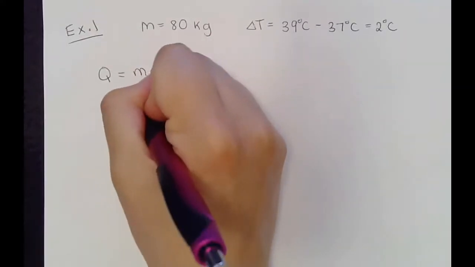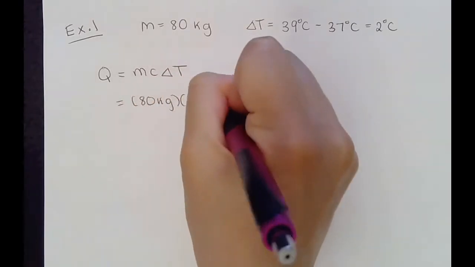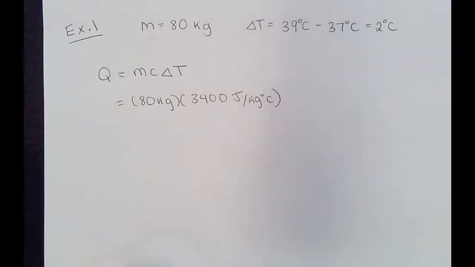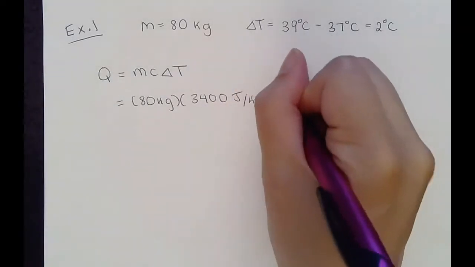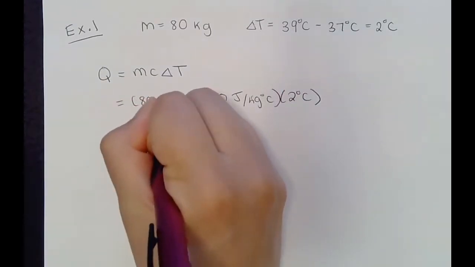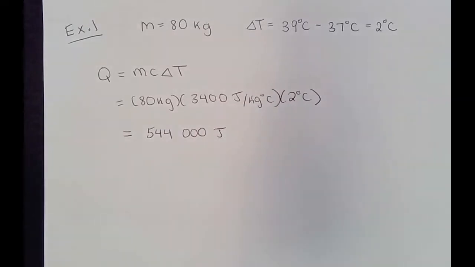We have 80 kilograms for the mass, 3,400 for the specific heat of the human body, joules per kilogram degree Celsius, and then times delta T, which is 2 degrees Celsius, and this gives 544,000 joules. And we can express this in calories since we're asked how many calories of energy. Calories are also used to measure heat, and this is how we measure energy in food.